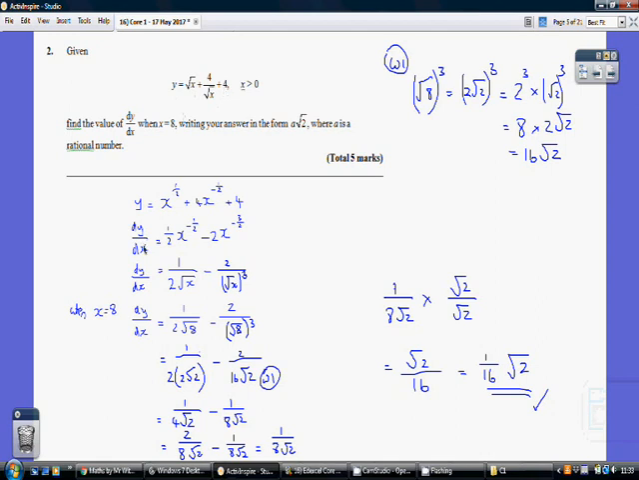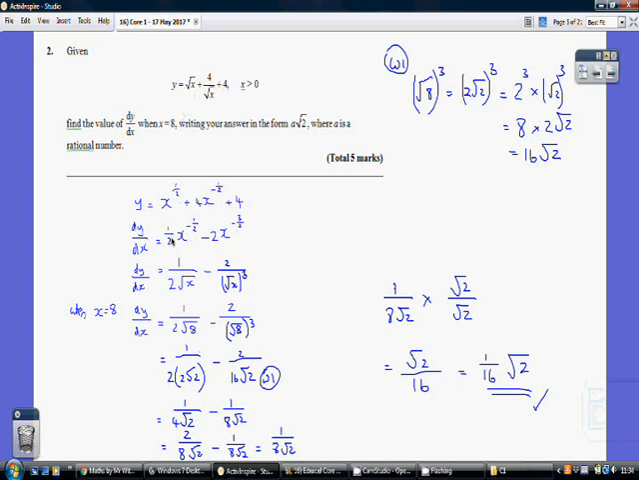So now we're going to differentiate this. So remember how we differentiate. We multiply by the current power, then reduce the power by 1. So we multiply by the half and reduce the power by 1 to minus a half. We multiply by minus a half, so that becomes minus 2. And we reduce the power by 1, so that becomes minus 3 over 2. And then the differential of plus 4 is 0.